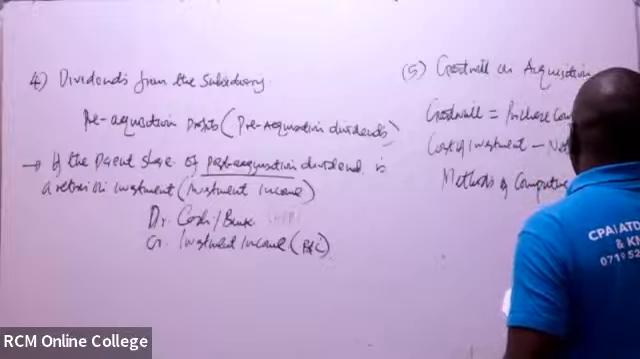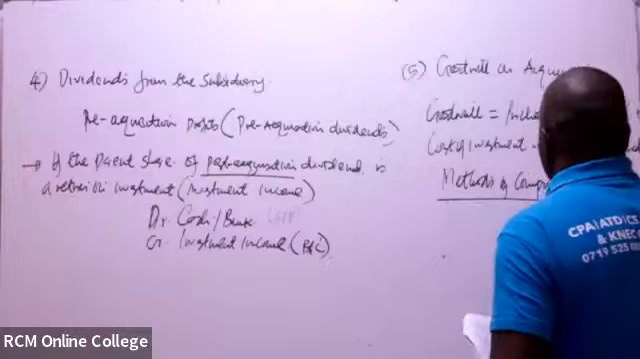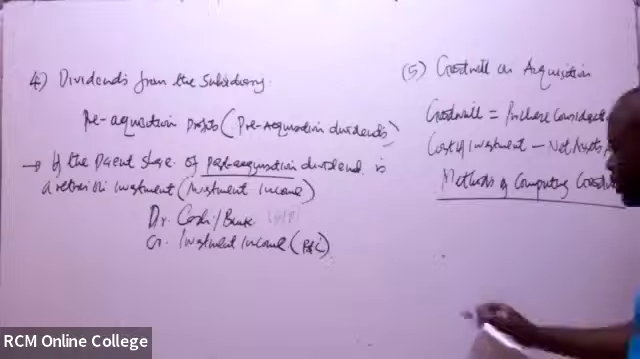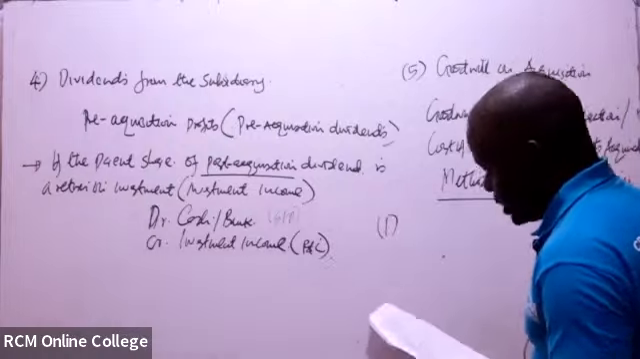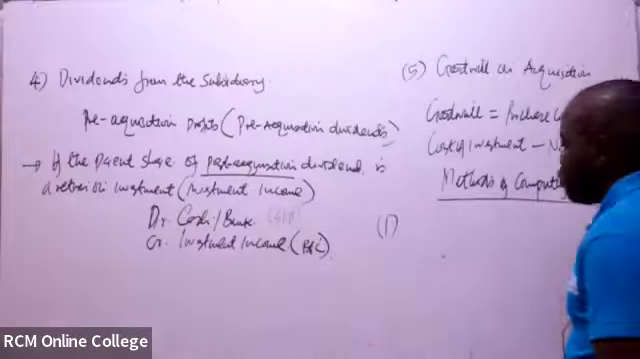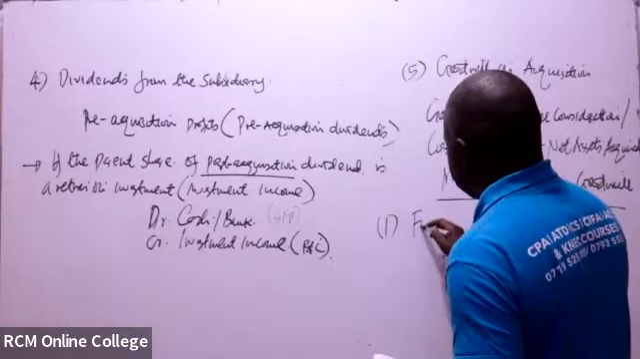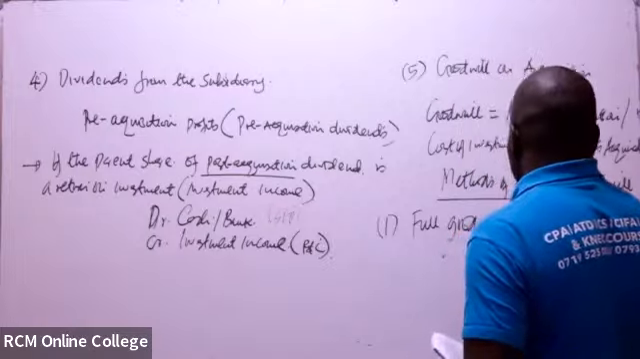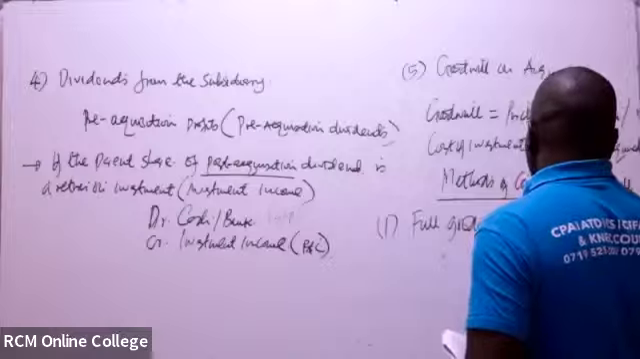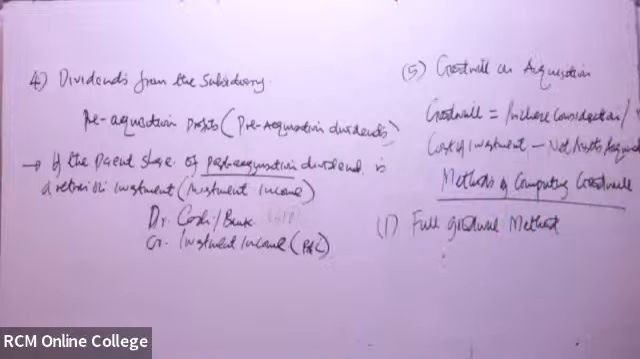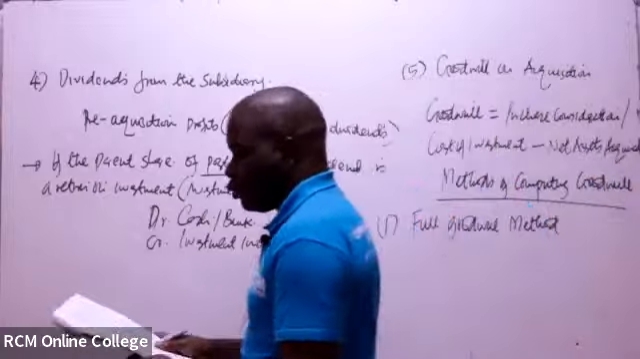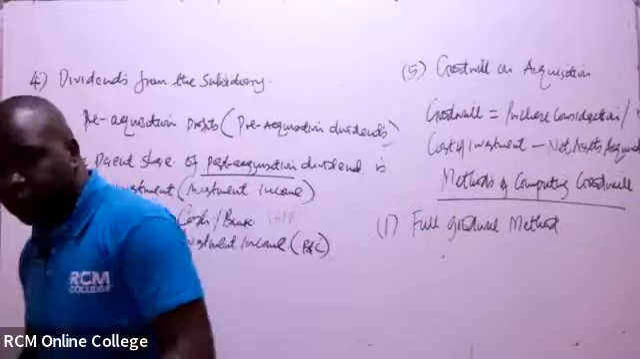Methods of computing goodwill. There are two major methods. The first one, you write number one, the full goodwill method. We call it the full goodwill method.